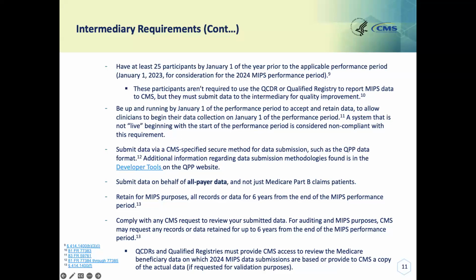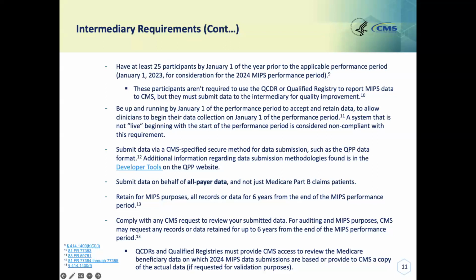Additionally, QCDRs and qualified registries must be up and running by January 1st of the performance period to be able to accept and retain data and to allow clinicians to begin their data collection on January 1st of the performance period. A system that is not live at the start of the performance period is considered non-compliant with this requirement. QCDRs and qualified registries are required to submit data via a CMS-specified secure method of data submission, such as the QPP data format. Additional information regarding the data submission methodologies can be found in the developer tools section of the QPP website.